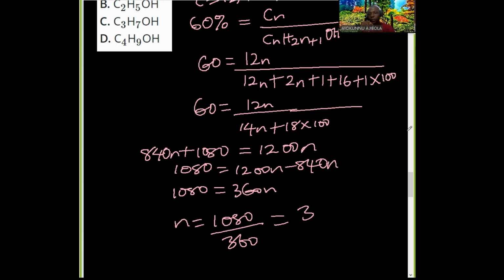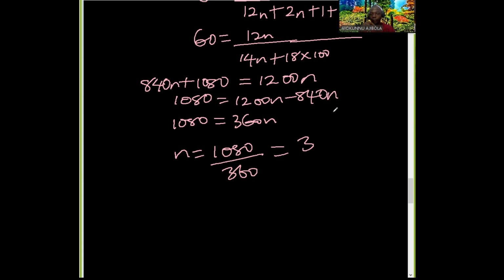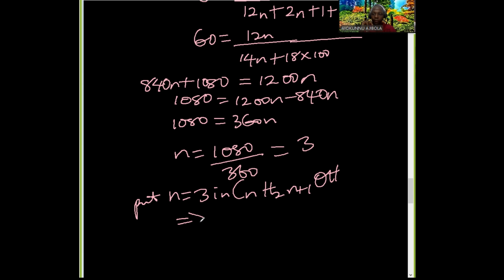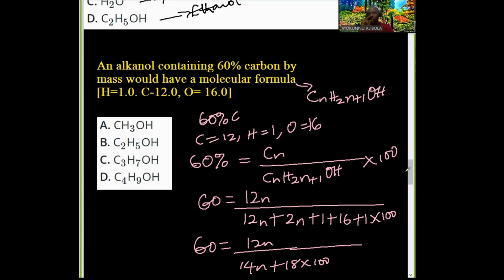3. So we now put 3 into the formula, okay? Put n equal 3 in CnH2n+1OH. Then we have C3H7OH. So which of the options? It's option C. n is 3. The formula says CnH2n+1OH, so that is 2 times 3, 6, plus 1. Is that fair?